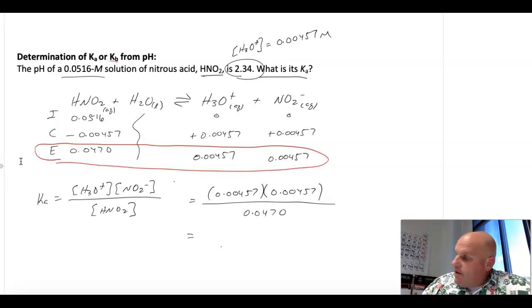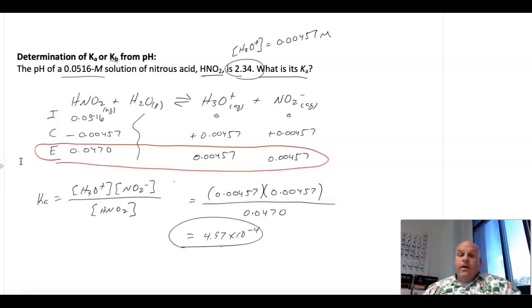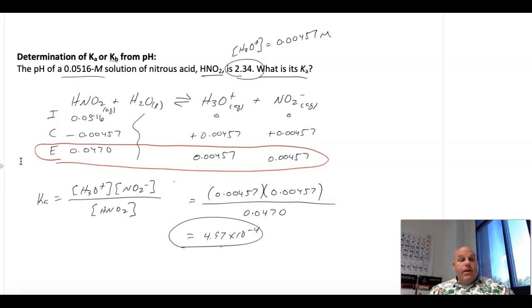And I get a Ka value here of 4.97 times 10 to the negative 4. Okay, how do you utilize an ice table there? Because while I had the initial concentration of the acid I started with, the other important piece of information I had was the pH of my solution. So that tells me the concentration of my H3O plus. Okay, and then I was able to work my way through to get my equilibrium concentrations and then solve for my Ka.